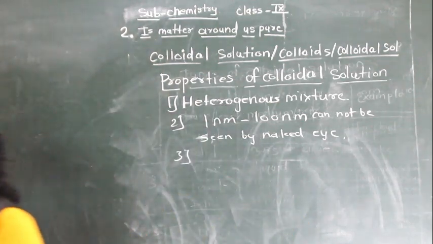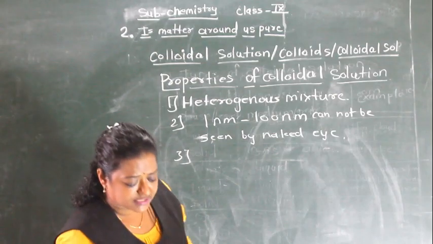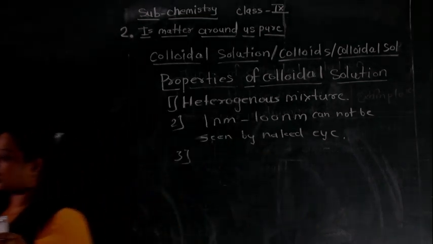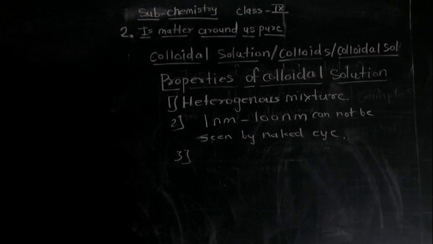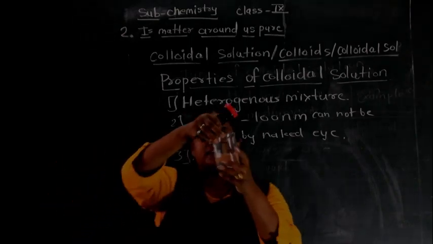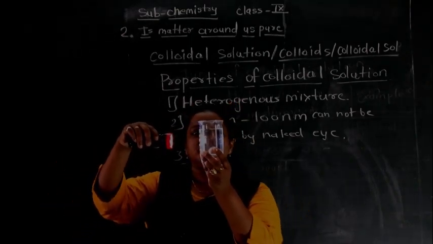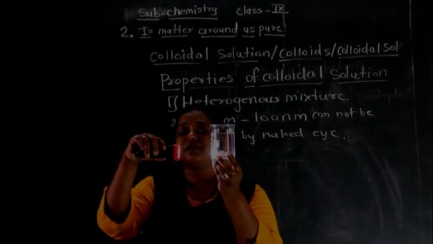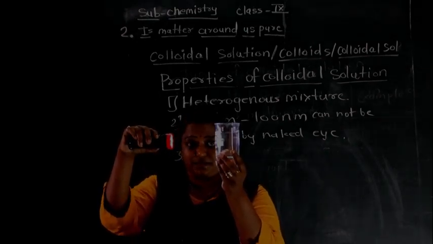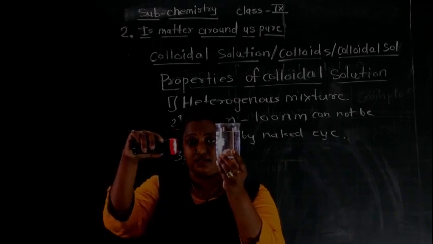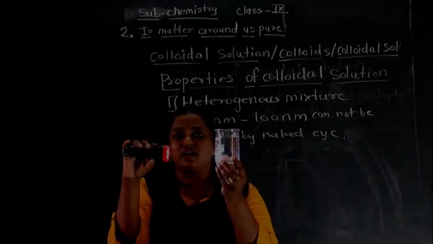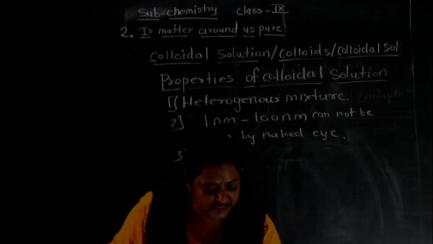Understood? Let me give an example. Milk is a type of colloidal solution, and starch is also one kind of colloidal solution. Here I have a solution, and this is the battery. Now I will try to pass the beam of light. See, the path of light is not visible in the solution. We cannot see the beam of light in it, because the size of the particles in a true solution is too small, so these particles never scatter a beam of light.